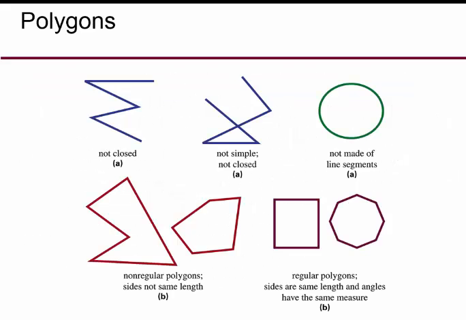So here in A, this is not closed. The second A is not simple, not closed, and then the last one is not made of line segments, so that's not a polygon. For B, the first B on the left is a non-regular polygon, the sides are not the same. And then the last one on the bottom right-hand corner is a regular polygon, the sides are the same length and the angles have the same measure.